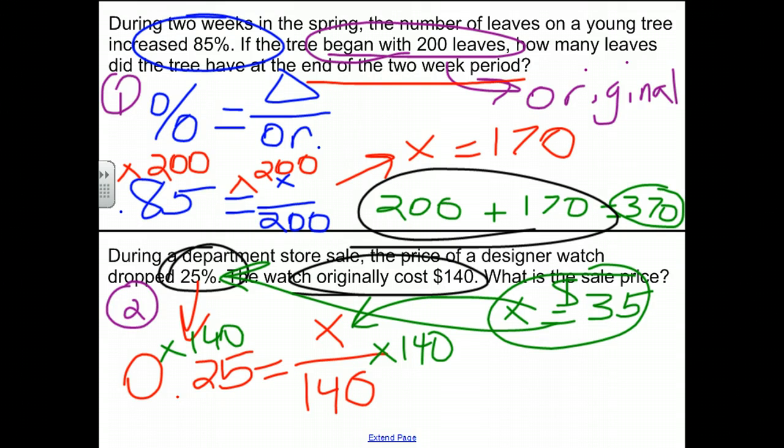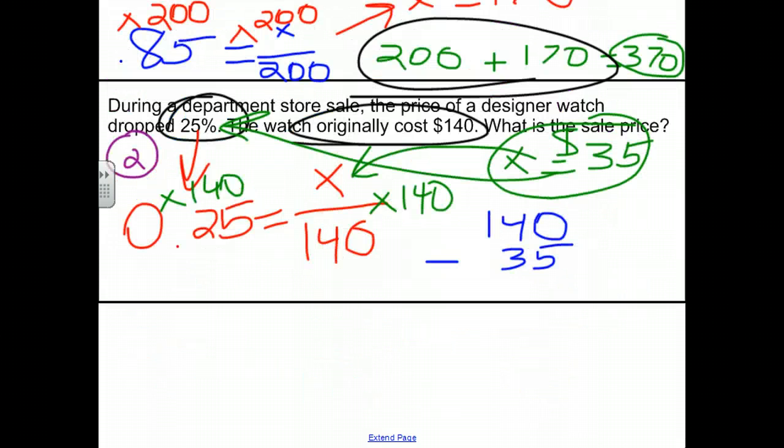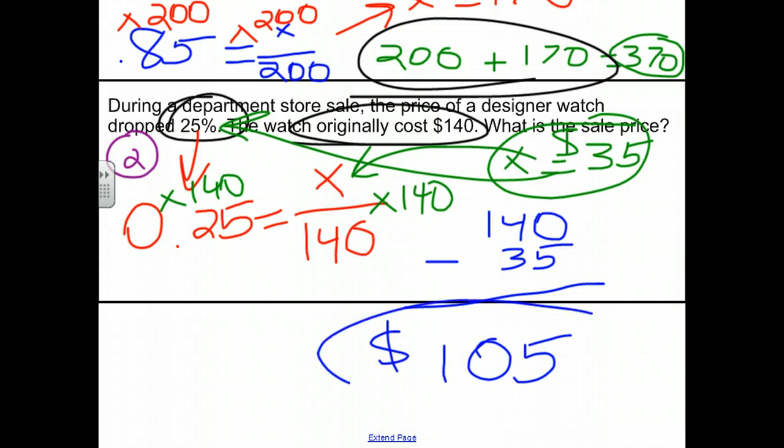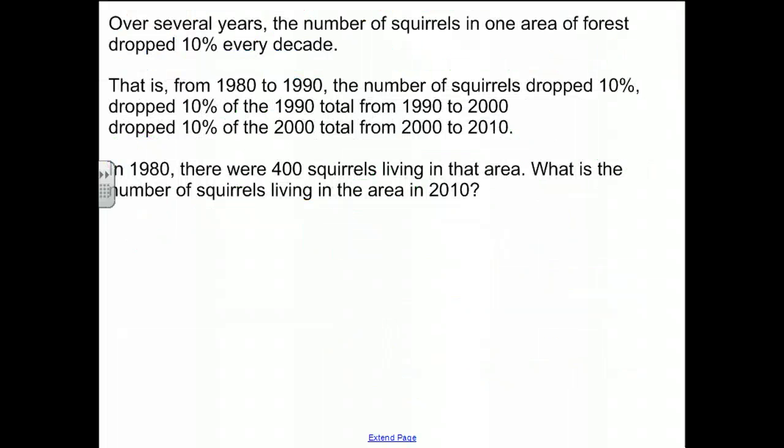That is our x. So the amount now, because the price dropped, the actual final amount is the original price, 140, minus the change, 35, and that gives you 105 as an answer. The watch now costs, on sale, $105. This is a bit of a challenge. Go ahead and look at this.